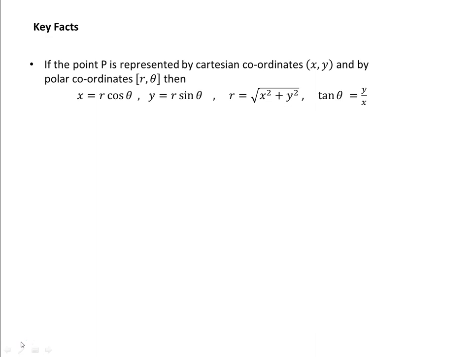If the point P is represented by the Cartesian coordinates x, y, and also by the polar coordinates r, theta, then x and y are given by x equals r cos theta, and y is given by r sine theta.